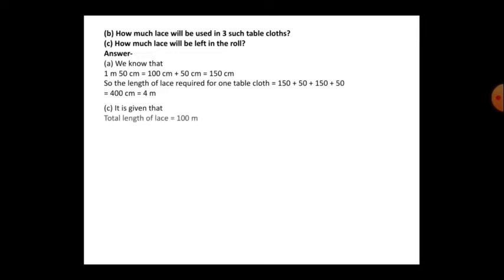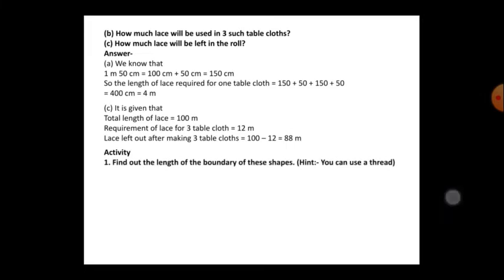For the B part, you do the answer like that. 3 such tables means you have to multiply 3 with 4 meter. So 3 4s are 12 meters. Like that, for the C part, how much lace will be left in the roll? Total length of the lace is 100 meter. Requirement of lace for 3 tablecloths is 12 meters. Lace left over after making 3 tablecloths: she used 12 meters out of that 100 meters. So totally 88 meters will be left over.